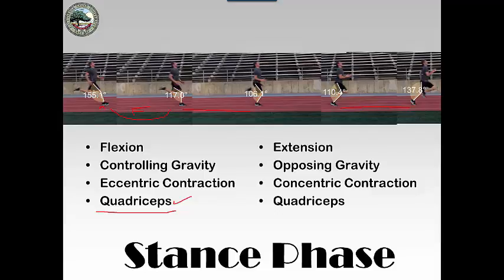As you begin, so this is mainly the full flexion, and then now you're extending. And when you go through extension, you are opposing gravity, right? You're trying to lift this body up off the ground. It's a concentric contraction of those same muscles, the quadriceps.